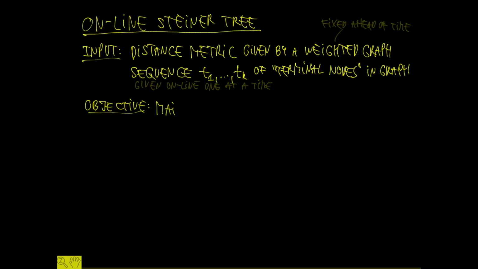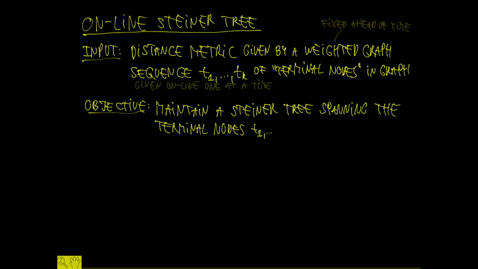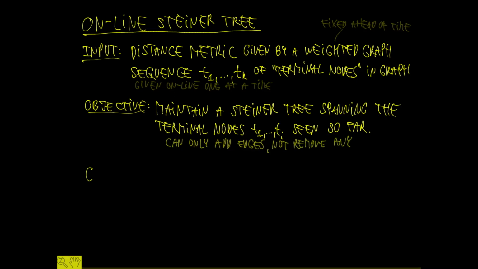The objective, as in the standard Steiner tree problem, is to output a Steiner tree that spans the terminal vertices, and we want to make the Steiner tree as cheap as possible. Here the restriction is that we can only add edges, not remove any, and we need to maintain the Steiner tree at all times.